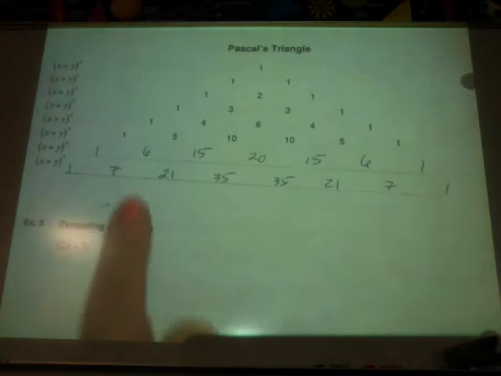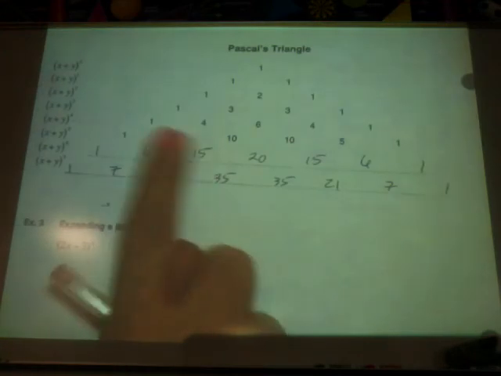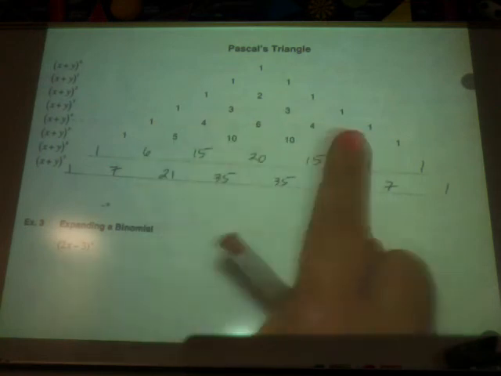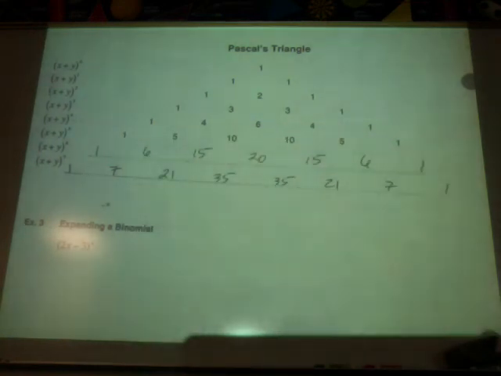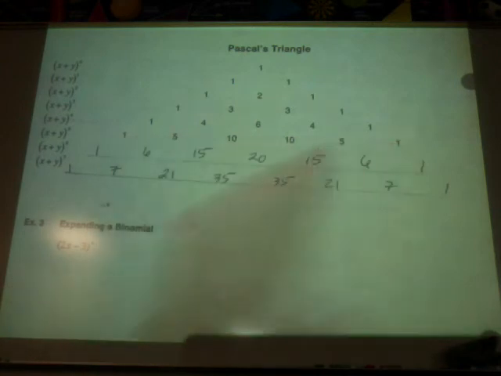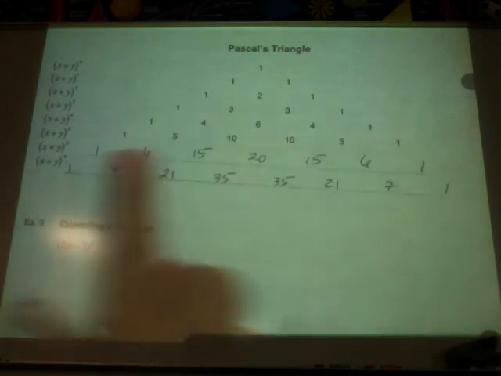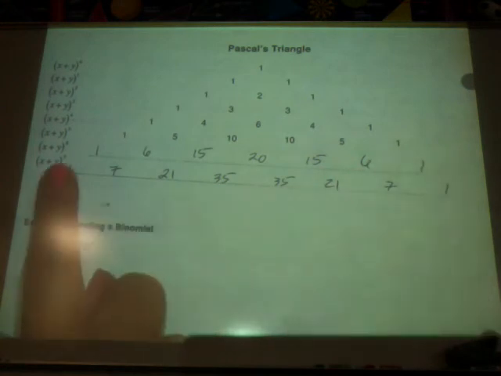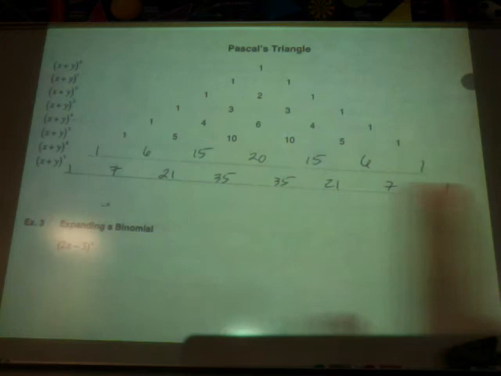So if I find the 4th row, here's my 4 right here. Isn't the pattern 1, 4, 6, 4, 1? Those are the coefficients of my 5 terms. Aren't there 5 things in that row? So if I'm raising something to the 5th power, I'm going to use the 5th row of Pascal's triangle as my coefficients. If I'm going to raise it to the 6th, I'm going to use the 6th row.